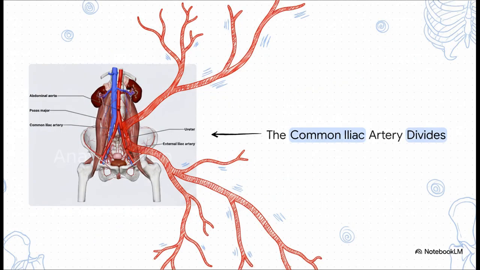Right around the level of your fourth lumbar vertebra, or L4 for short, that main river, the abdominal aorta, splits into two. These are your left and right common iliac arteries. They travel diagonally down along the psoas major muscle until they hit the pelvic brim. And right there, at the sacroiliac joint, boom, the common iliac bifurcates again, splitting into external and internal paths.